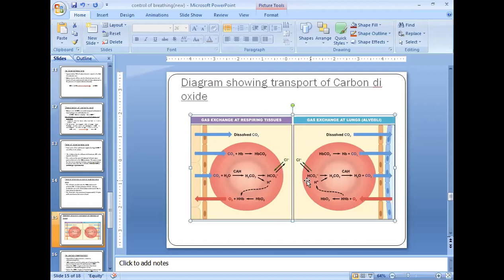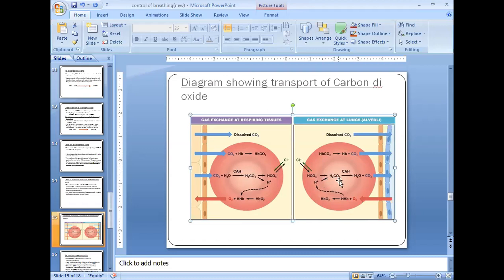Now, what will happen with these bicarbonate ions at the level of lungs or alveoli? Over there, chloride ions will move out from the red blood cells, while bicarbonate ions will move back into the red blood cell. And hemoglobinic acid will dissociate hydrogen, as at the level of lungs oxygen partial pressure is higher. So this hemoglobin will combine with oxygen to form oxyhemoglobin again, and hydrogen will combine with bicarbonate ions to form carbonic acid.